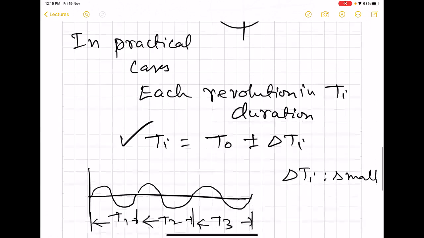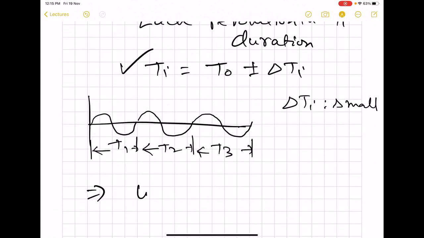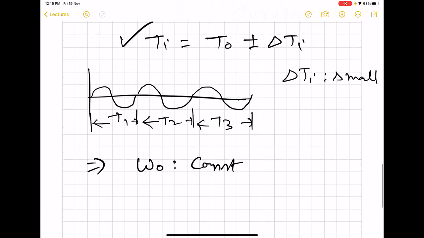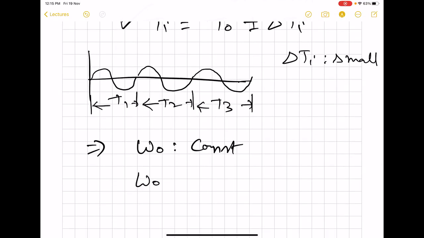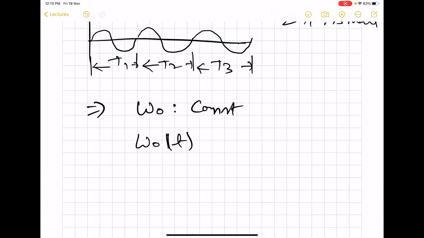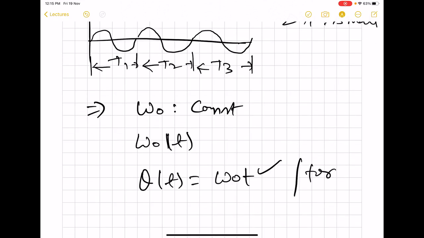That implies that omega naught is no longer constant, and independent of time. So omega naught will now be time dependent, but the deviation of omega naught from the ideal case is going to be small. Since omega naught is not constant, we can say that this phase is no longer equal to this. We get this relation only when omega naught is constant.